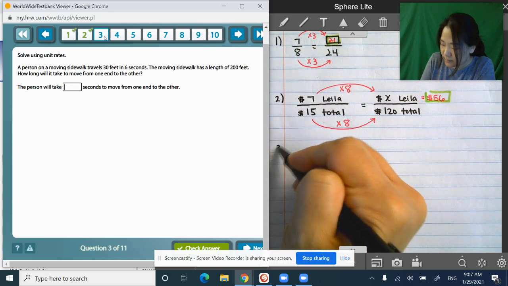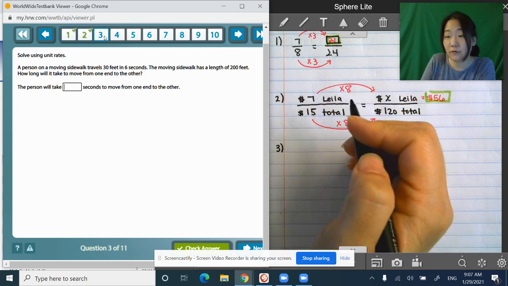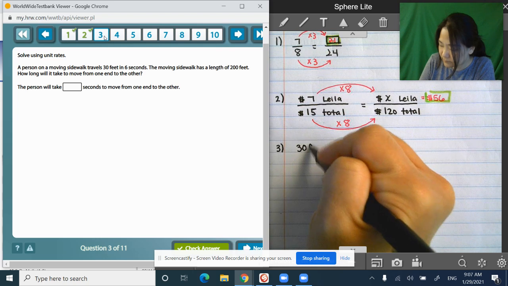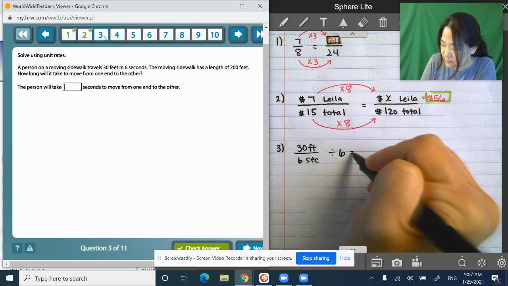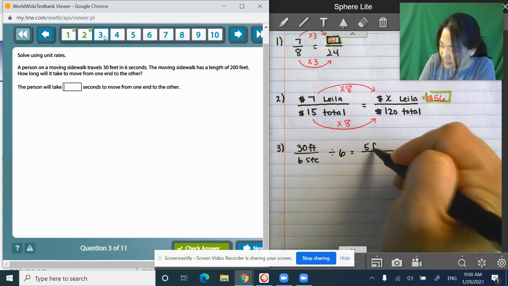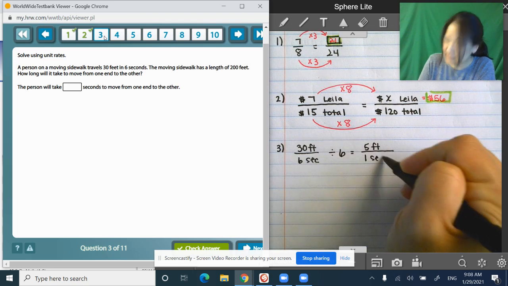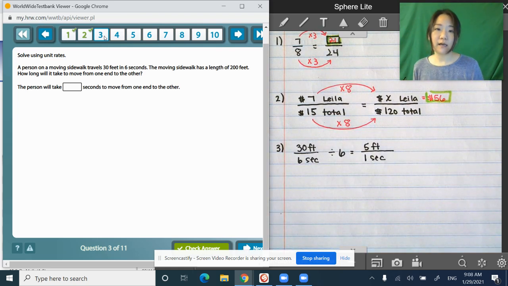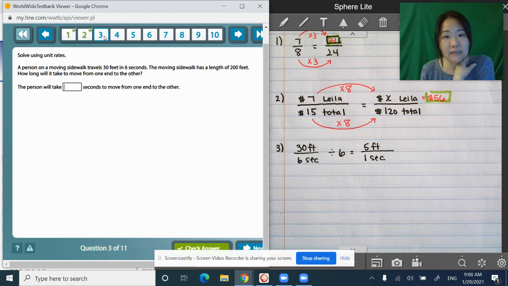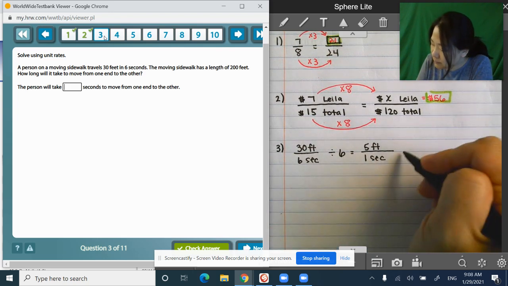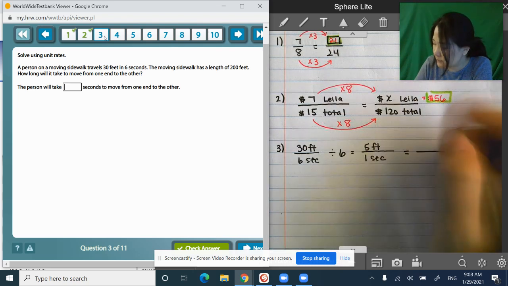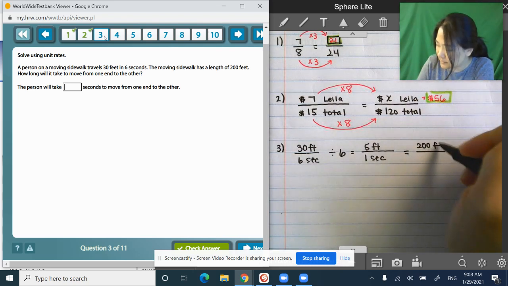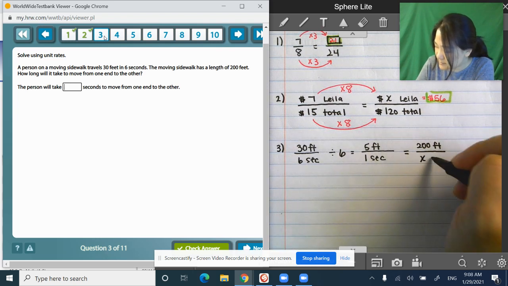Number 3. So first I'm going to write the unit rate, 30 feet over 6 seconds. And I'm going to divide by 6 to find the unit rate, which is 5 feet for 1 second. But that's not the answer because it says the moving sidewalk has a length of 200 feet, how long would it take? So now I'm going to set it equal to, and then write 200 feet, where the feet is, and I'm going to look for x seconds.